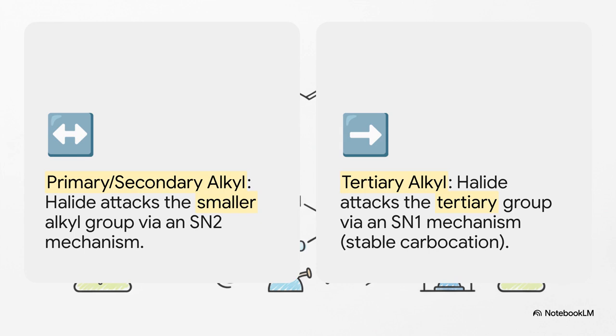Now, this part is super important and can be a little tricky. When you try to break an ether with a strong acid like HI, the whole game changes based on what kind of alkyl groups are attached. If they're small and uncrowded, it's a straightforward SN2 attack on the smaller group. But if one of those groups is a bulky tertiary group that can form a nice stable carbocation, the whole mechanism flips to SN1. It's all about finding the most stable pathway.